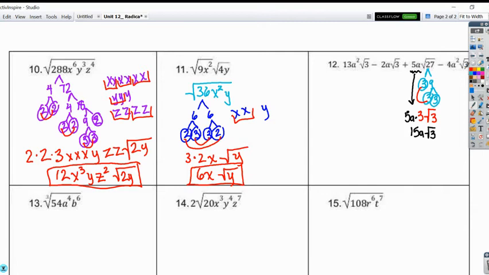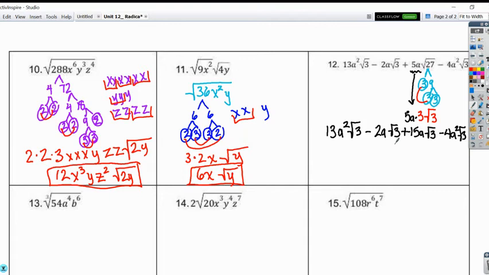3 is already prime, so that is simplest form. So we are talking about then this 13a squared times the square root of 3 minus 2a times the square root of 3 plus that 15 term that we found. And then at the end, we have that minus 4a squared times the square root of 3.